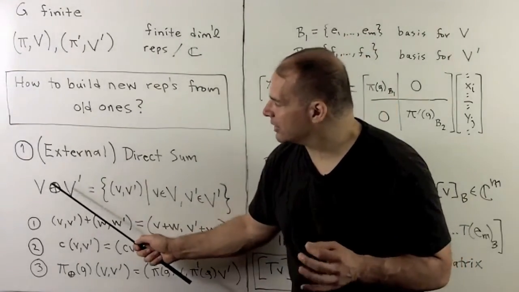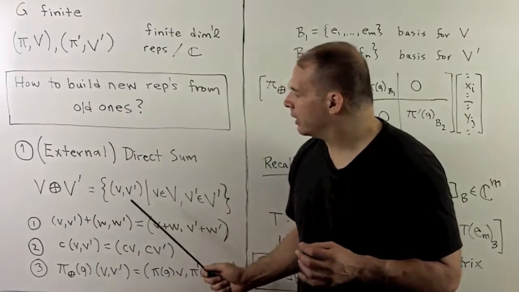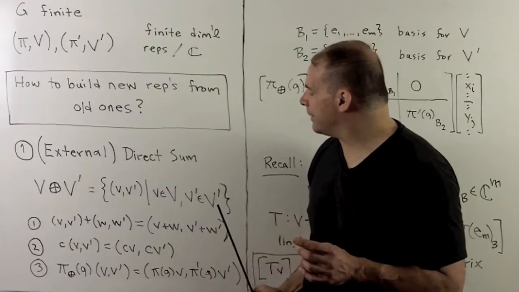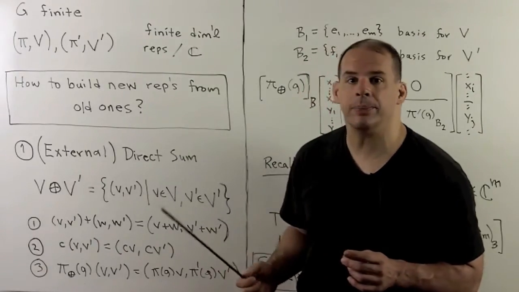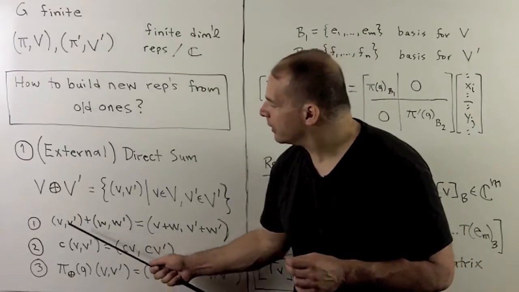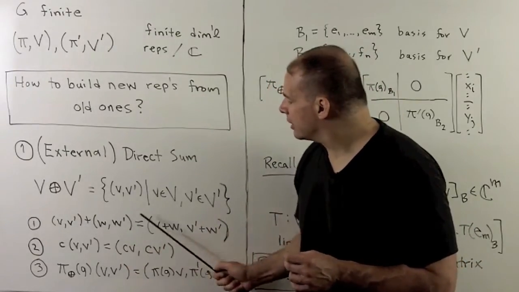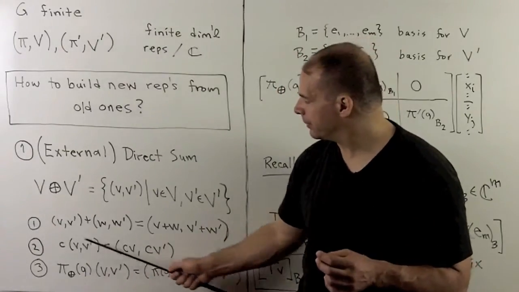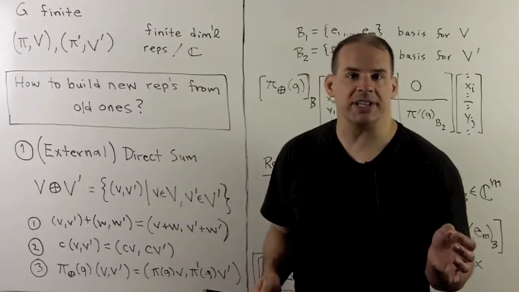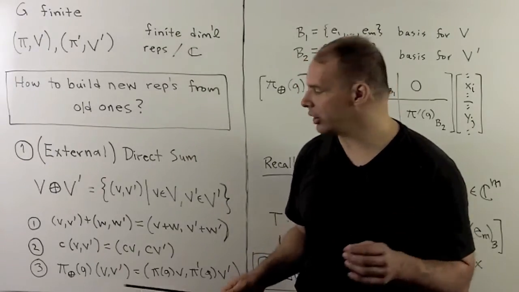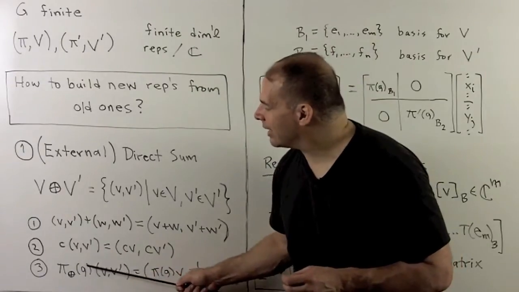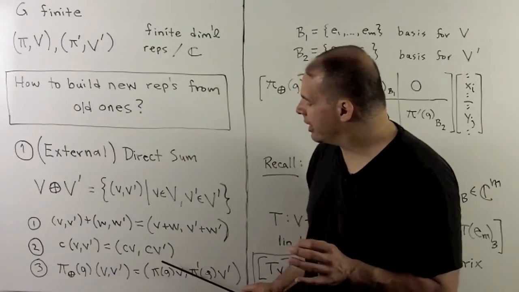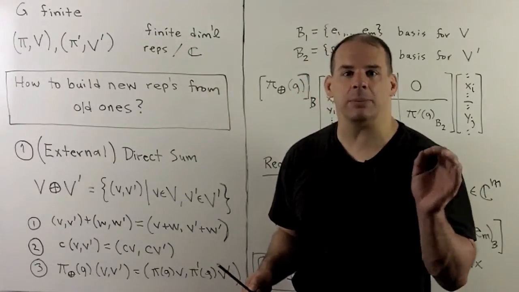So for our space, I'll take V direct sum with V′. Recall this is just going to be the set of ordered pairs (v, v′), where v is in capital V, v′ is in capital V′. For the vector space structure, we'll add vectors coordinate-wise. For scalar multiplication, we just move the scalar into each coordinate. For the representation, it's the same idea as scalar multiplication. We're going to take our G on the outside, and then we move it to the inside on each coordinate by the corresponding G action. So I'd have π(g)v, π′(g)v′.